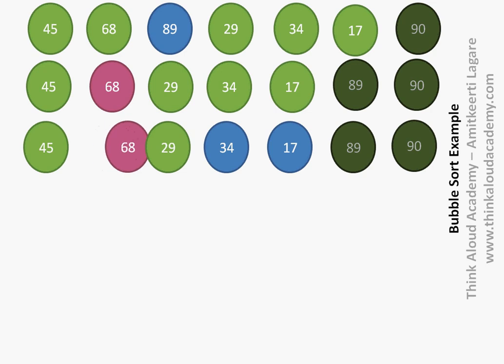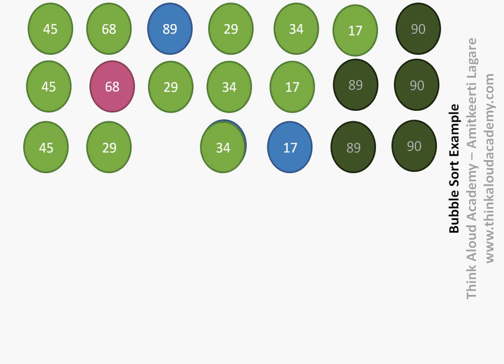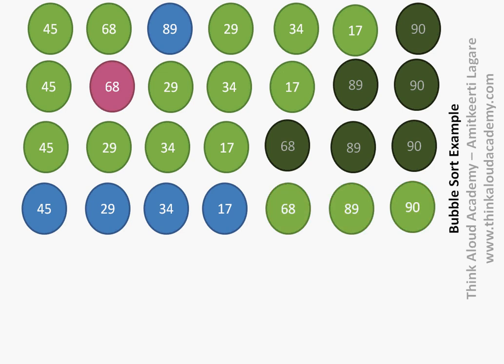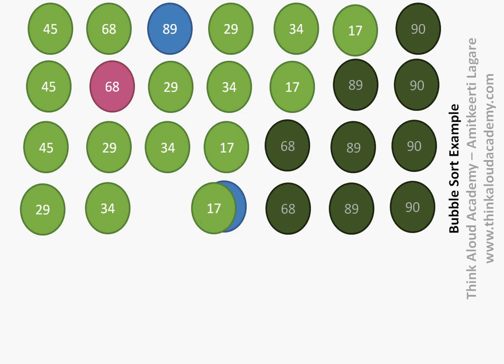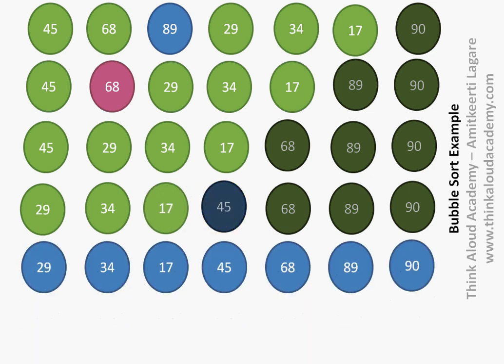68 and 29 are compared, and 29 moves to the left and 68 moves to the right. Then 68 moves to the right and 34 moves to the left. And then 17 moves to the left and 68 moves to the right. So 68 is also sorted. And so in the fourth iteration, we again do a similar operation. 34 will move to the left and 45 moves to the right. 17 moves to the left and 45 moves to the right. So 45 is sorted.